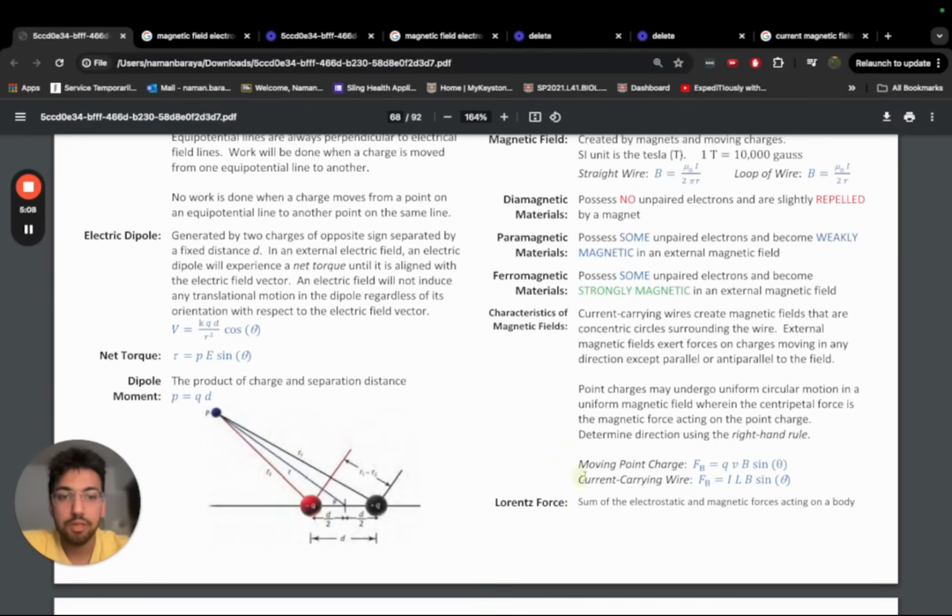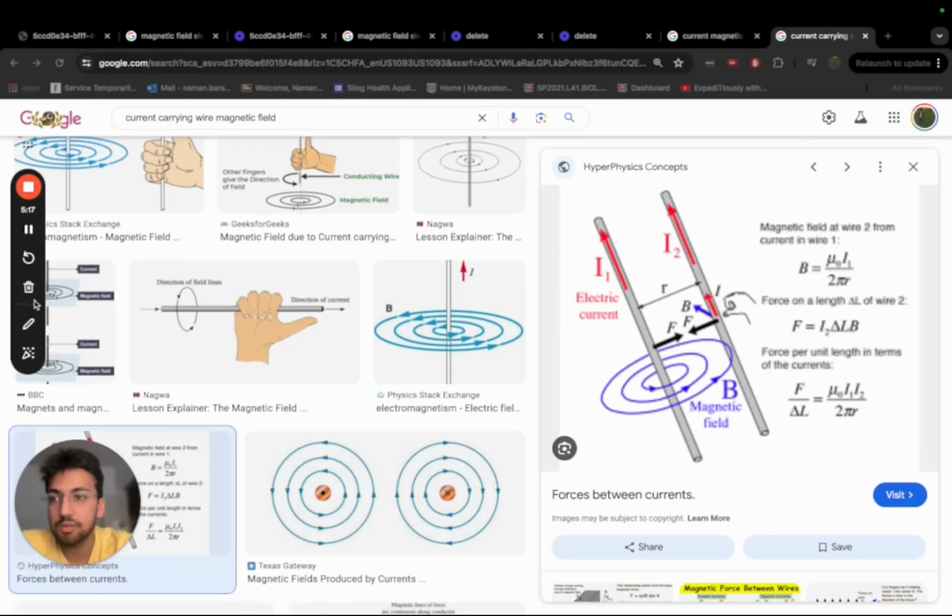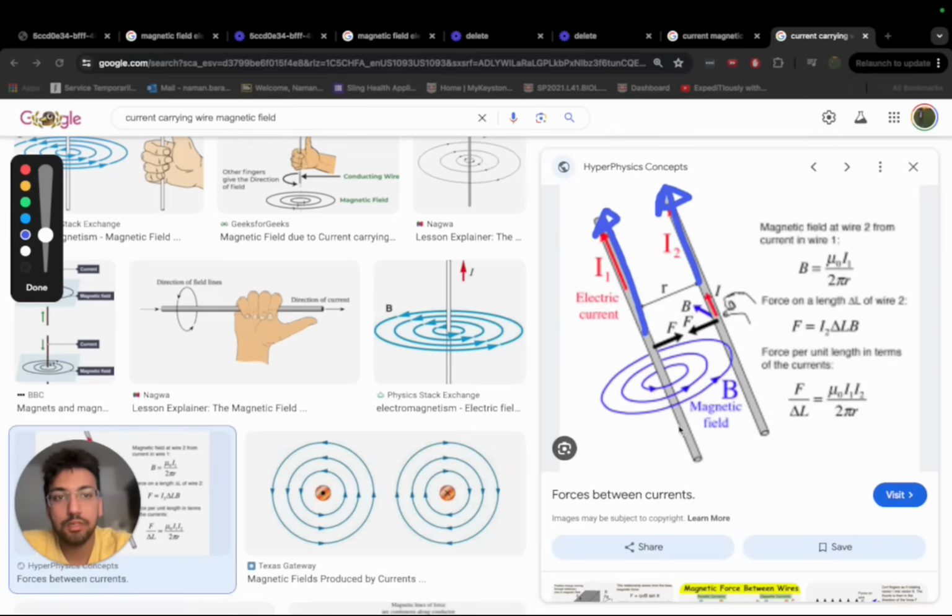And then the same thing goes for a current carrying wire. If you have a wire and it's within a magnetic field, there's also going to be a force on that. Let me see if I can find an example for you. Now let's take this as an example. So we have two wires and they're parallel, and both of them have electric currents that are pointing in the same direction. So you should be thinking, okay, based on the right hand rule, I know that this magnetic field is going to move in this direction, and this one is also going to move in the same direction, right?